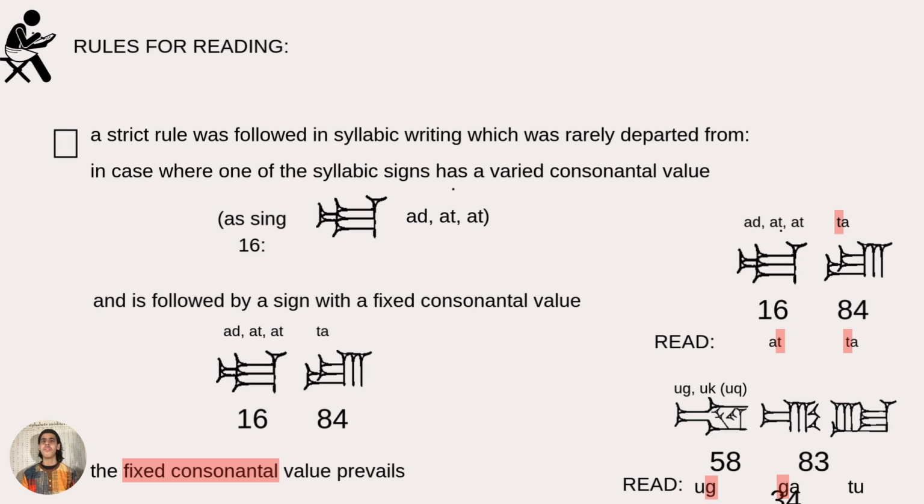Another sample that has nothing to do with the pronouns, but you can understand this rule. This sign 58 has 2 values, uk, uq, but is followed by 83 ga, so the sound ga prevails. And 58 is read as uk. So here we have uk ga too. So I hope it is clear. Let's go to the next.